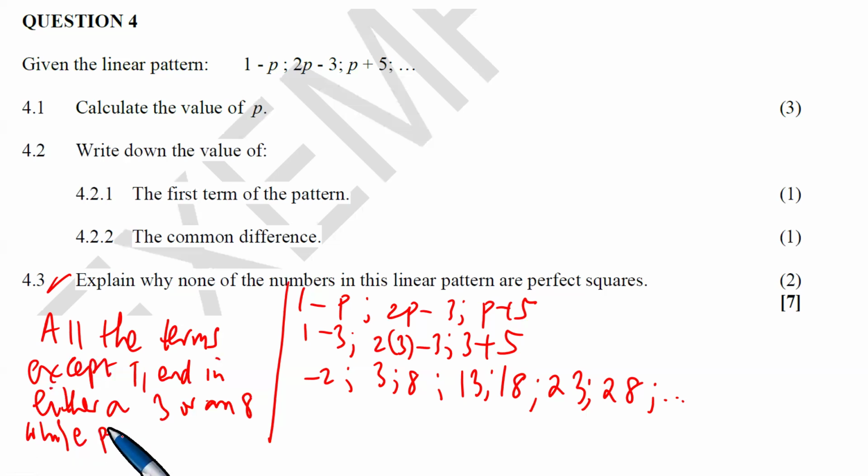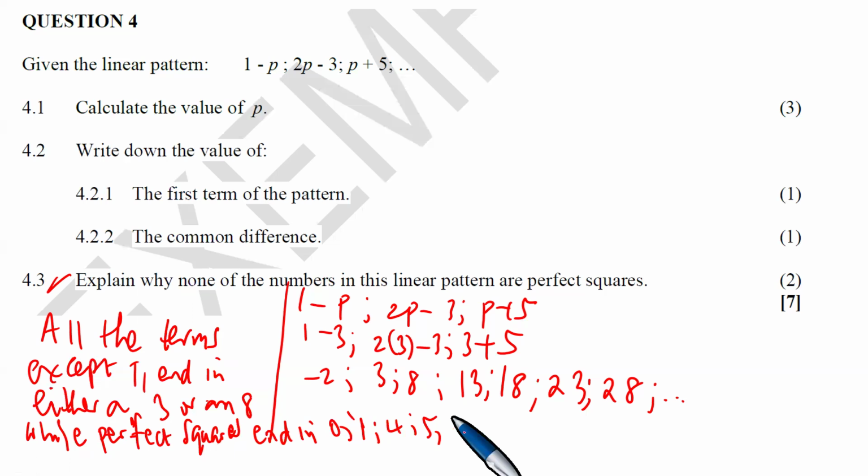Perfect squares end in 0, 1, 4, 5, 6, 9. Okay, so that is something that becomes very important.